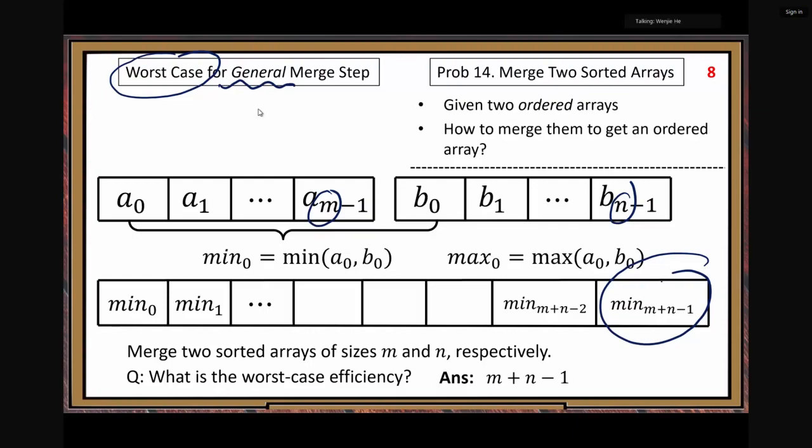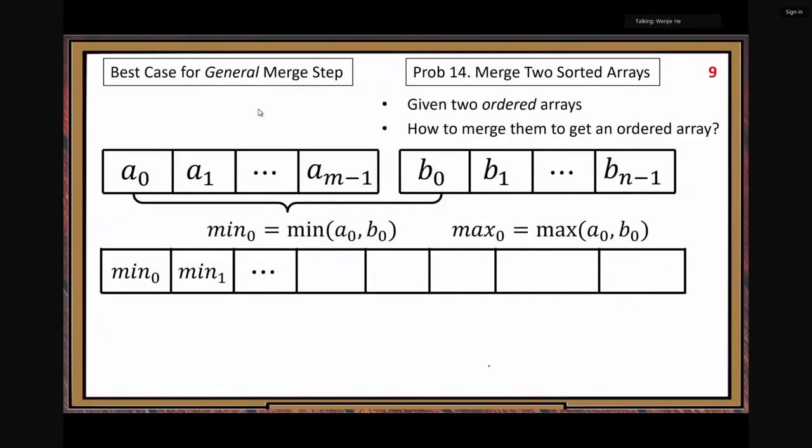Not the best case. Next we need to look at the best case. The worst case formula and the best case formula are two different formulas. Let's look at the best case. This time, we still look at the general case.